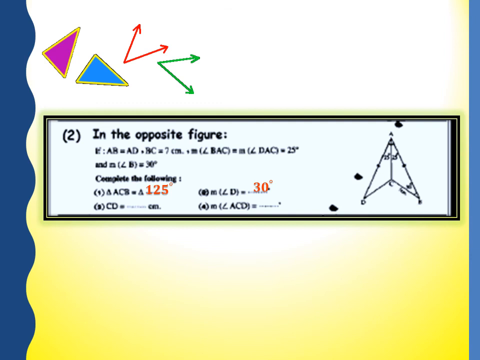CD equals CB, because the two triangles are congruent. That means CD equals 7 centimeters, and measure of angle ACD equals measure of angle ACB, because the two triangles are congruent. That means measure of angle ACD equals 125 degrees.